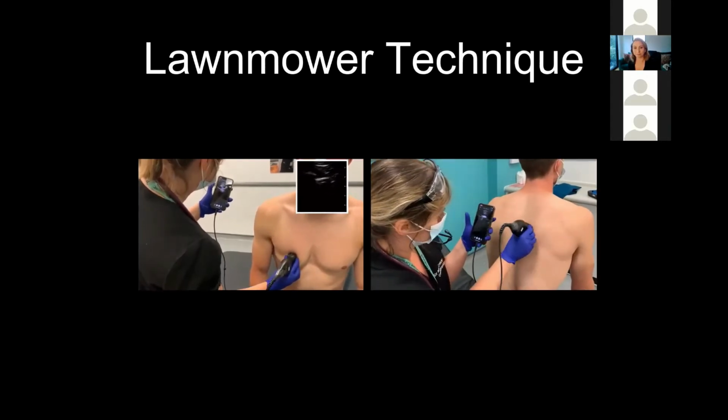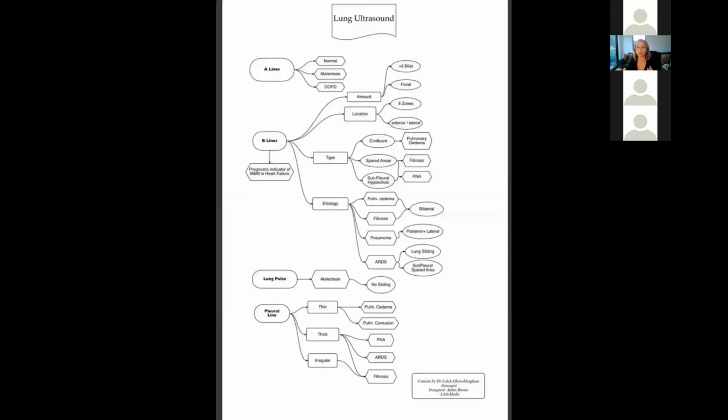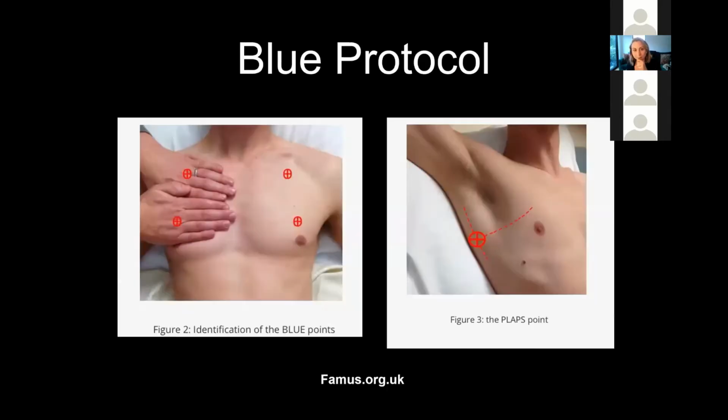Okay, so once you've got your images and you want to interpret them, you might use this sort of decision protocol here. So this is just someone's suggestion on Twitter. It's very similar to the BLUE protocol. So it's looking at different profiles. So has this patient got A lines or B lines, and is there lung sliding, and which pathologies are most likely. So that's just an example, but really when we talk about lung protocols, we often talk about the BLUE protocol.